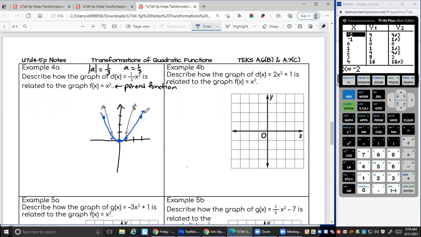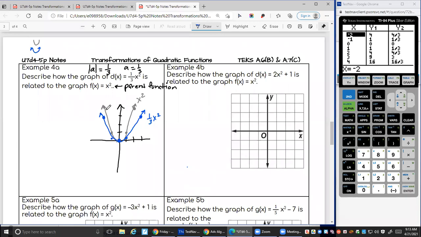So how would you describe the change? If we start off here, this one is the one that has 1/3 x squared, and this is our original parent quadratic. What kind of changes would you describe? Go ahead and put something in the chat. All right, for those of you who said it got larger, it got wider, right? That it widened. Yeah, that's a pretty accurate description. What we call that is vertical compression.